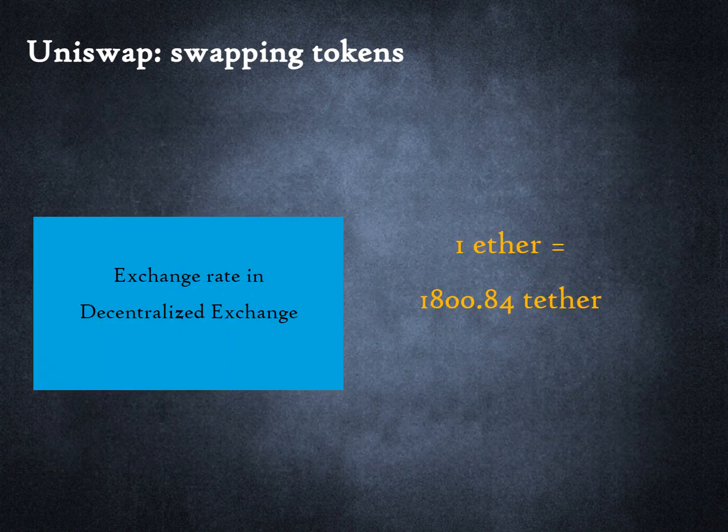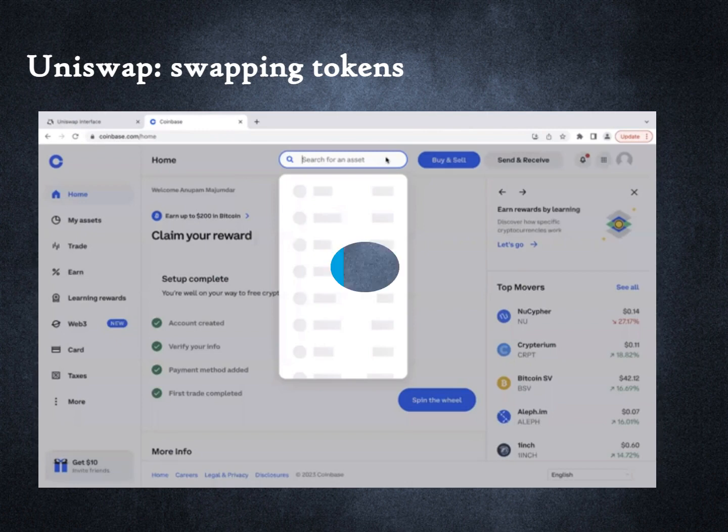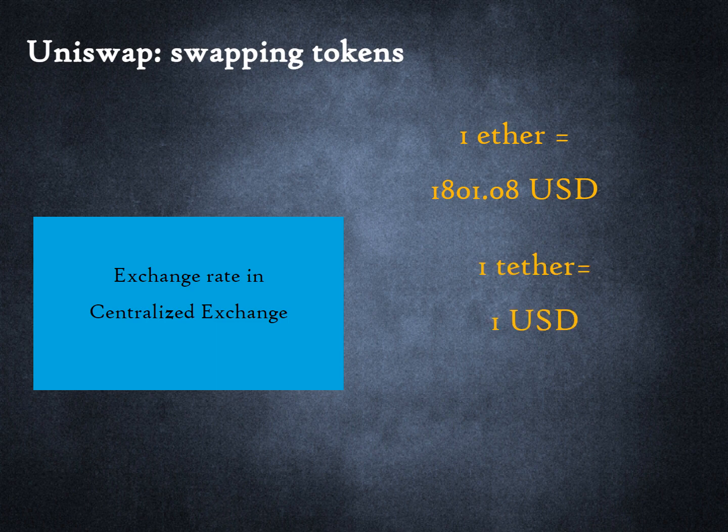I am going to record the exchange rate of Ether and Tether I am getting in the liquidity pool. The effective exchange rate I am getting in the pool is 1 Ether equals 1800.84 Tether. Next, I go to Coinbase. I record the price of Ether. Then I record the price of Tether. I can now calculate the Ether-Tether exchange rate in Coinbase. 1 Ether equals $1801.08. 1 Tether equals $1. Hence, 1 Ether equals 1801.08 Tether.